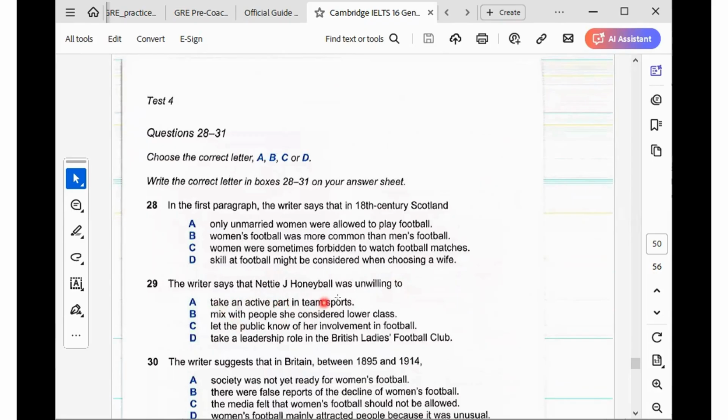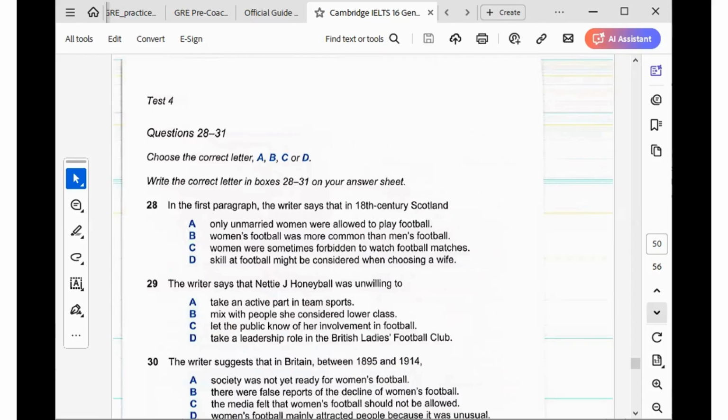Unwilling to take an active part? No. Unwilling to mix with people she considered lower? No. Unwilling to let the public know of her involvement? Yes. Option C, that's our answer. Number 29 is going to be what? 29 is going to be C.